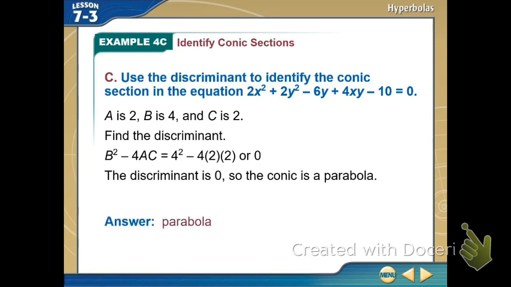It can be helpful to know what kind of conic you have, so that when you're in the process of putting it in standard form and completing the square, you're anticipating what the equation should look like.